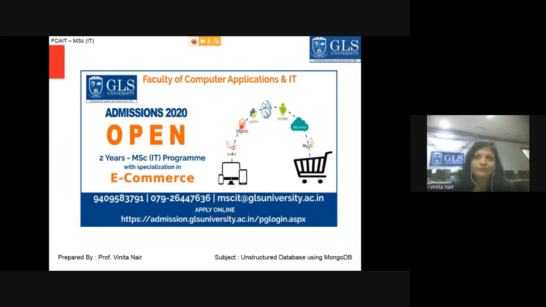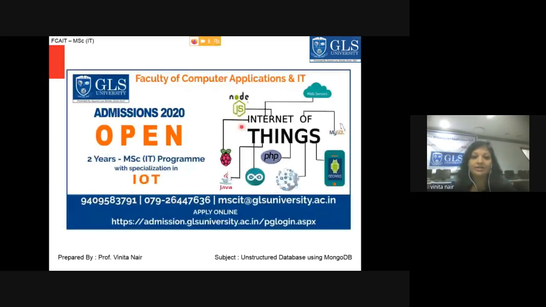And the last track which has been offered by us in M.Sc IT program is IoT, that is Internet of Things. Internet of Things is also booming right now in the IT market, where I can handle my appliances sitting over here. I can manage my appliances at home by just a click on and off using my smartphone. Okay, so these are the tracks which are being offered by M.Sc IT program.